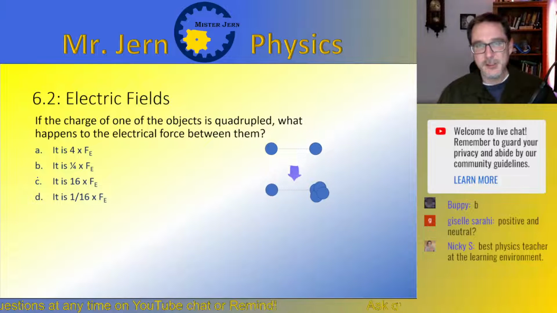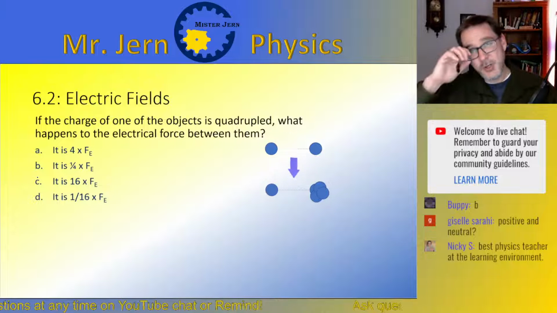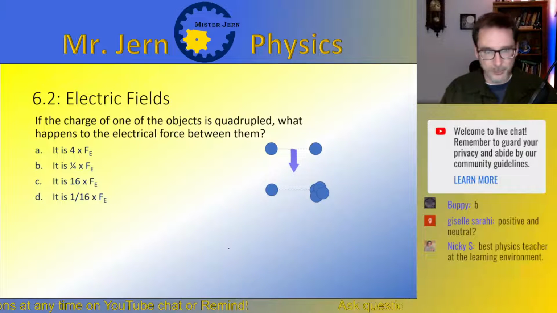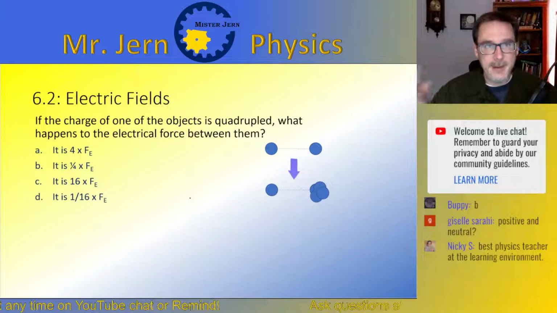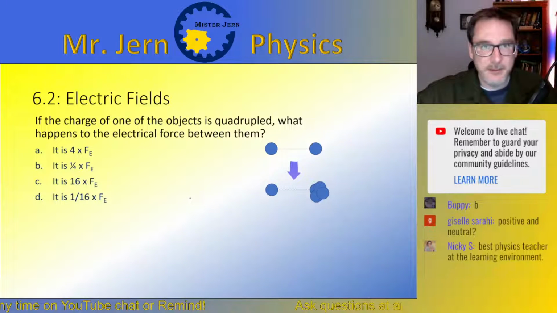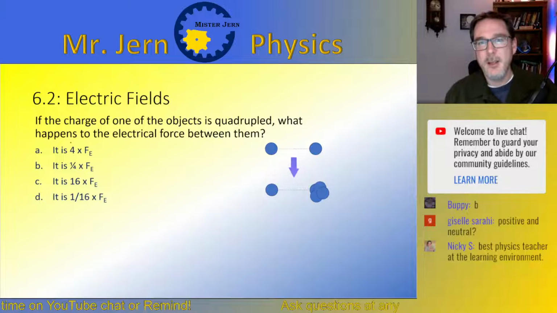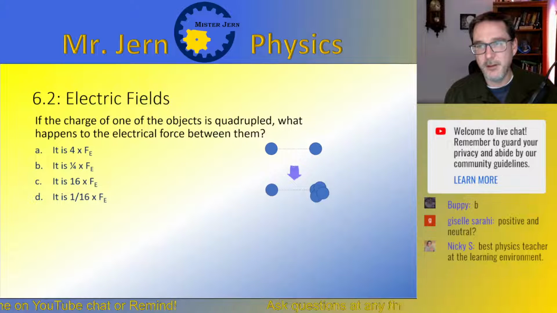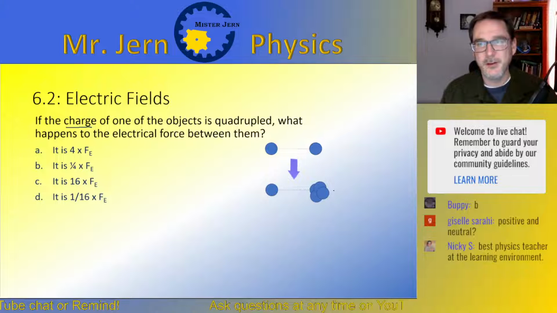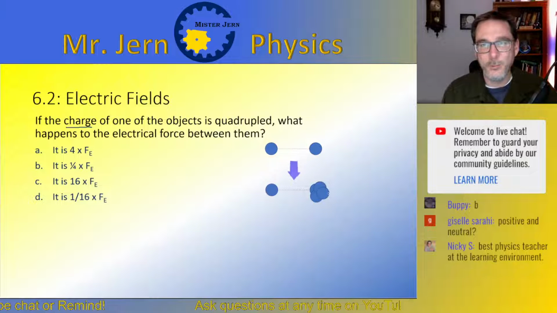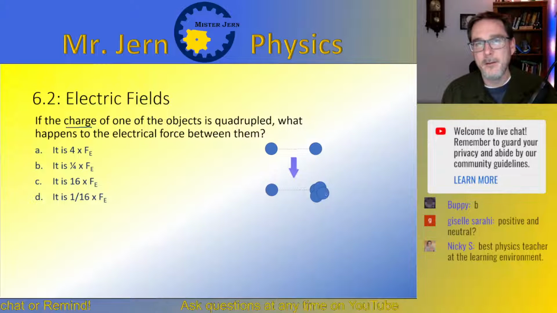Next question. If the charge of one of the objects is quadrupled, what happens to the electric force between them? There's no distance mentioned, right? So what's changing here? The charge is changing. In this case, it quadrupled. It went from 1 charge to 4 charges. What happens to the electrical force?